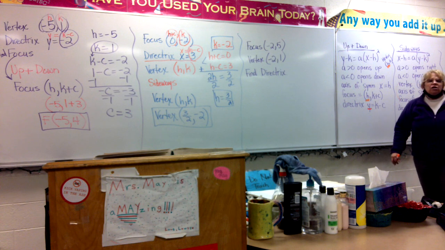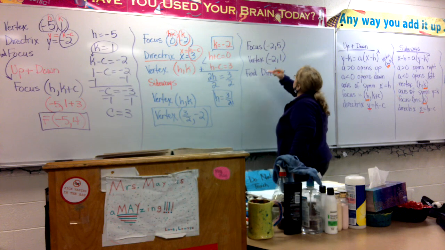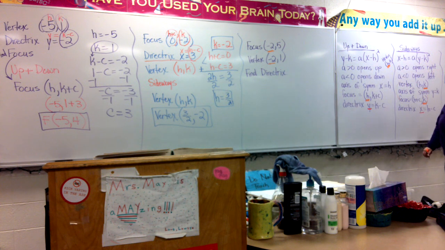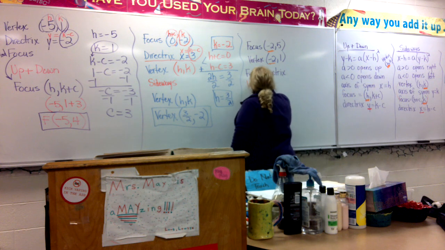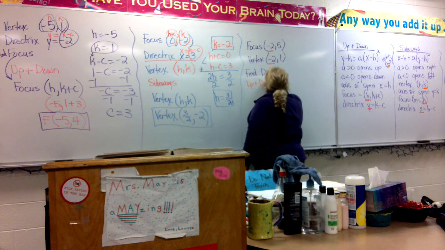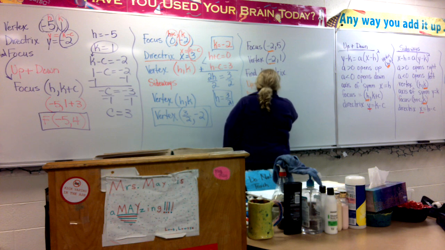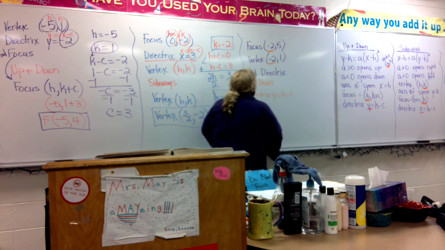So what you need to look for if you don't know the directrix is which one of these two coordinates is going to be the same. Do you notice this one has the same x coordinates? If it has the same x coordinates, which one is it going to be? Up and down. It has the same x coordinates, so it's going to be an up and down. And for an up and down, the directrix is y equals k minus c.